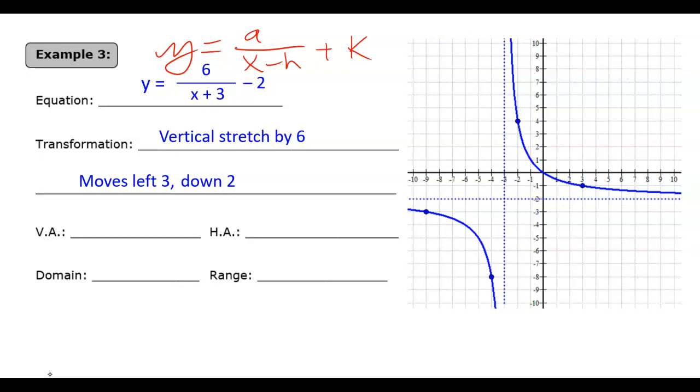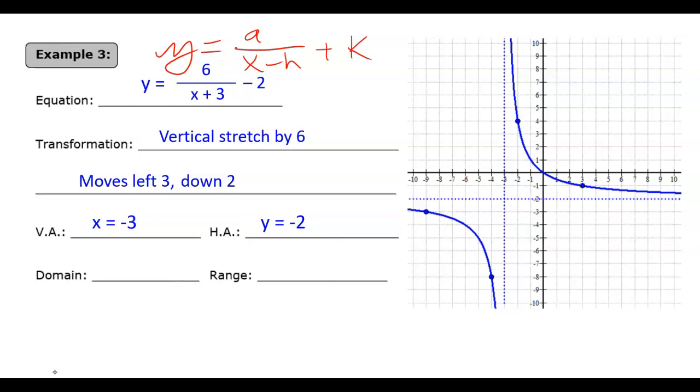Okay. Vertical asymptote. We've done this 2 times already. If I see that it moves left 3, what do I put right here for vertical asymptote? Okay, negative 3, but what goes in front of the negative 3? Vertical is x equals, and then you put negative 3. Okay, but what do I put in front of negative 2? Y equals negative 2. Remember, vertical and horizontal lines have equations, right?